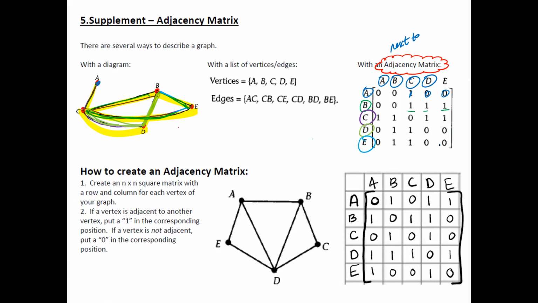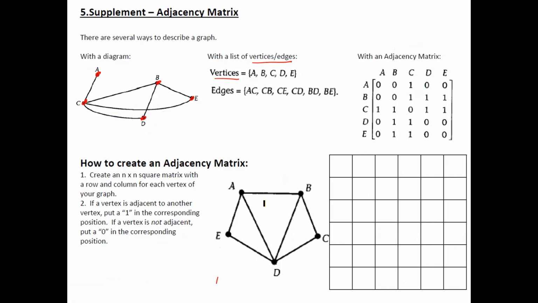So now that I've done this, I want you to go ahead and try it with this one here. You're going to create a matrix. There's 1, 2, 3, 4, 5. So we're going to put A, B, C, D, E across and A, B, C, D, E down. You can put a 1 in the corresponding position if the vertex is adjacent to another vertex, or you can put a 0 if the vertex is not adjacent.